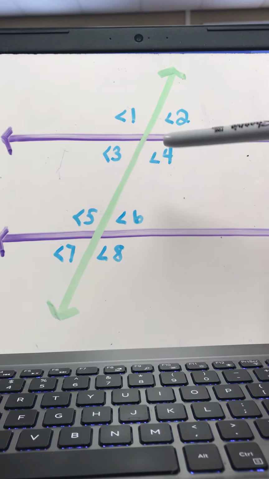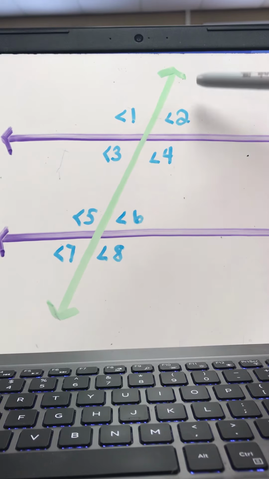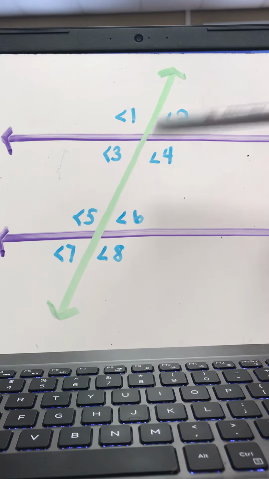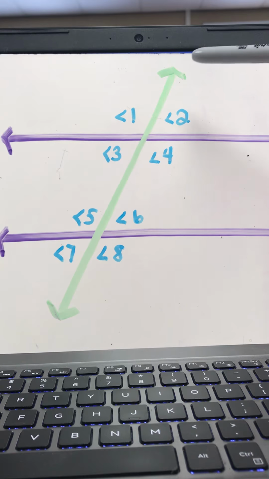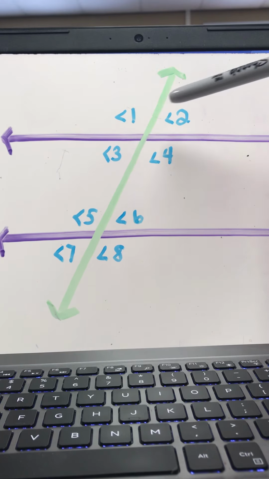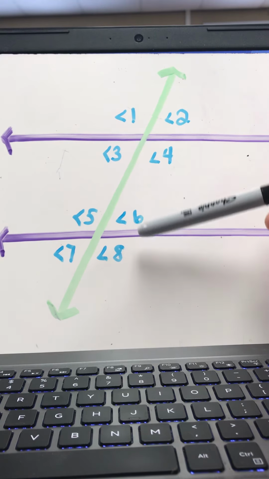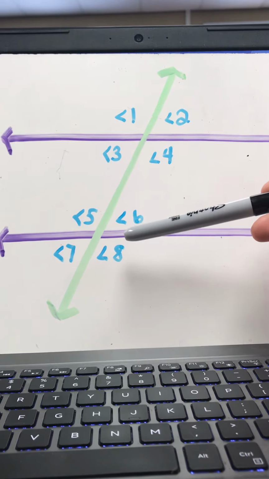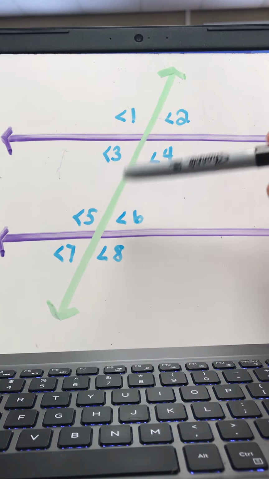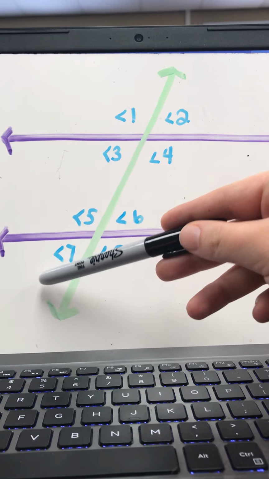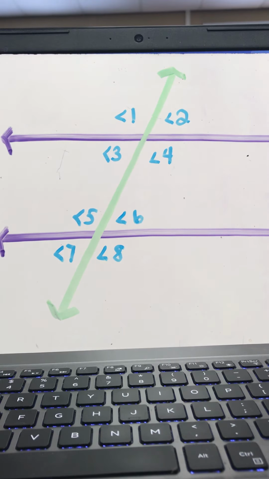The next relationship that we have is alternating exterior. Now instead of the inside, we're talking about the bread of the sandwich, so we're looking on the outside. And again, they're going to be on opposite sides of this transversal, which is the green line. We have angle 1 and angle 8 that are alternating exterior. We also have angle 2 and angle 7 that are alternating exterior.